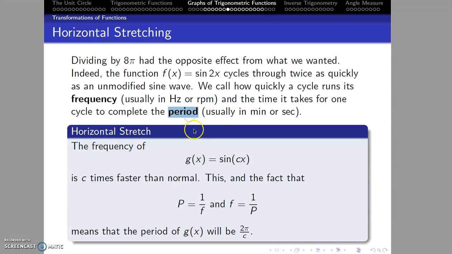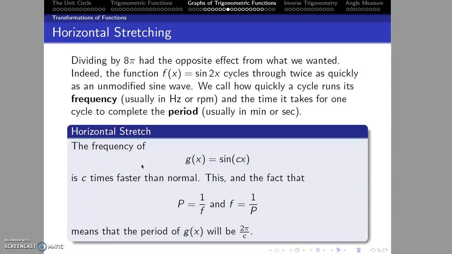But for the period of that, that's simply 1 second. So there is a difference there, and that difference is one is the reciprocal of the other. So if I have some g of x equaling sine of cx for some number c, what we say directly is the frequency is now c times faster than it was before. Not the period being that much faster, but the frequency.